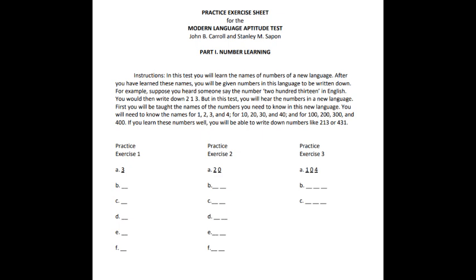Listen carefully now while I teach you the names for 1, 2, 3, and 4. Afterwards, we will check your learning of these names in practice exercise number 1. Tidge is 1. Mool is 2. Rad is 3. Sherm is 4. Now I will repeat these numbers in a different order. Try to give the English aloud before I do. Say the English aloud.